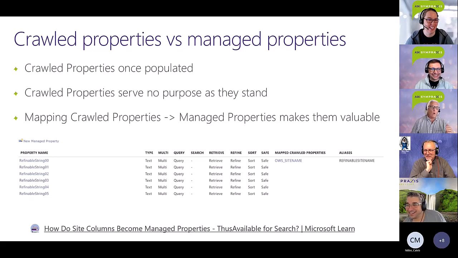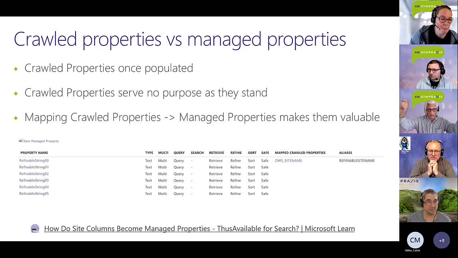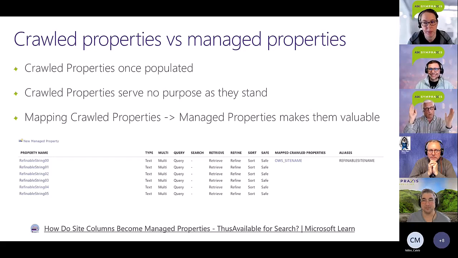So once you've mapped that column to a refinable string, in this case because site name is a string, there's also refinable date, there's refinable Boolean, so the different field types are represented in refinable things. Then you can use that refinable string 00 in this case to filter content in your search queries. So right up at the top of the box in a SharePoint site, I can type refinable string 00: Angola, and I will get any content that comes back with that country name, or in this case it's site name, but that country name if I've mapped country.